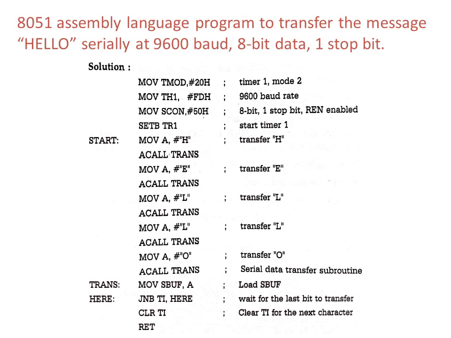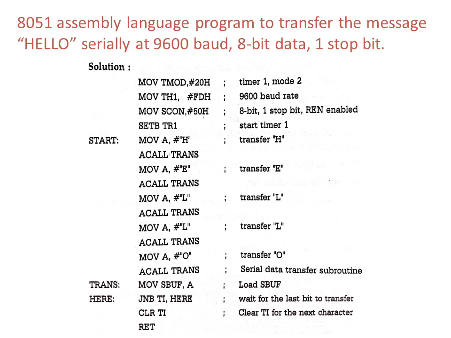Now let us see one more program related to 8051 serial data transfer. The problem statement is: 8051 assembly language program to transfer the message hello, HELLO, serially at 9600 baud, 8-bit data and 1 stop bit. With the statement, it is clear that we should transfer a message HELLO serially with a baud rate of 9600, 8-bit data and 1 stop bit. So that means we need to consider mode 1 operation.